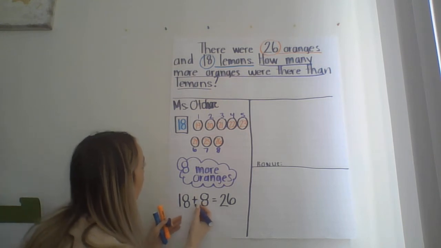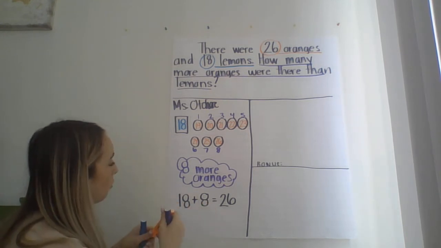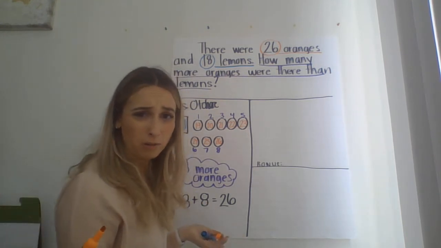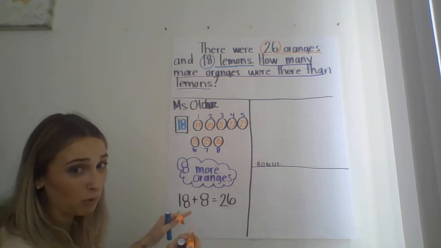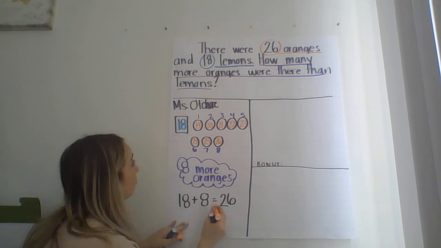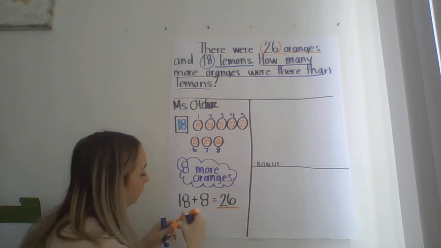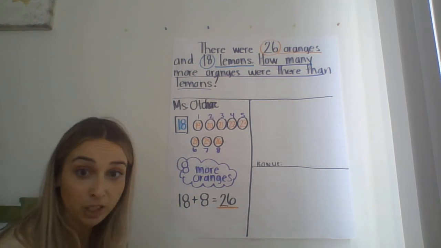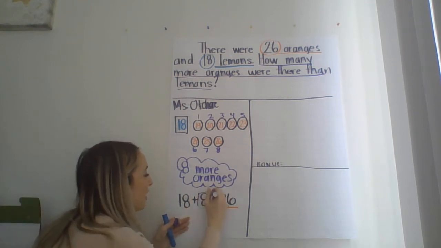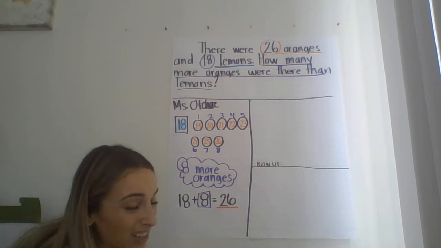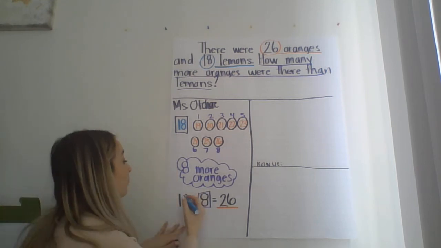So I'm going to label my answer. What was the part that we didn't know? Which number do I need to box because I didn't know it? Tell your big person before I get to that part. You should have told your big person that the part we didn't know was that number 8. So I know I'm going to box it because that was the unknown.